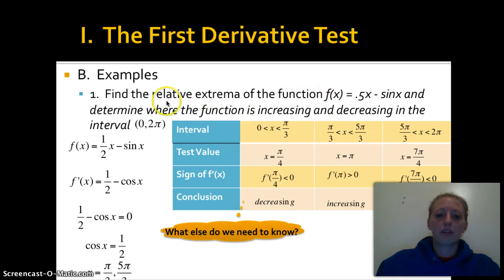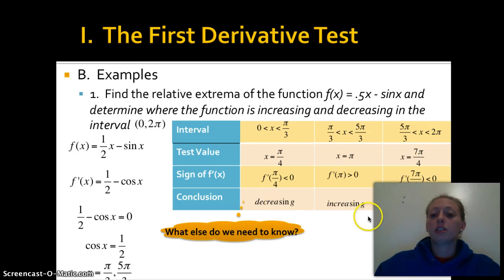If you recall, we have to also find the extrema. So what is the maximum and what is the minimum of the function? Remember that max and min happen whenever your function changes directions, essentially. So it changes from negative to positive or positive to negative, meaning at pi over 3 and 5 pi over 3, we change.